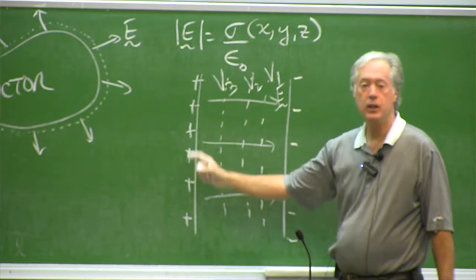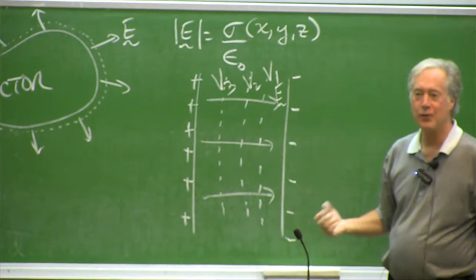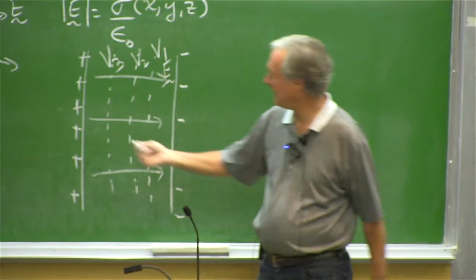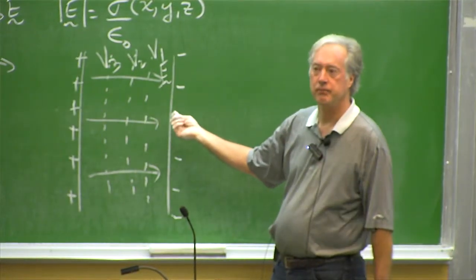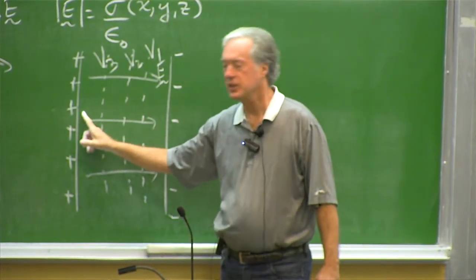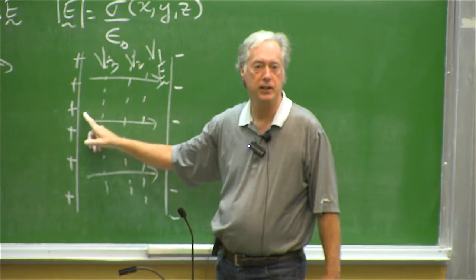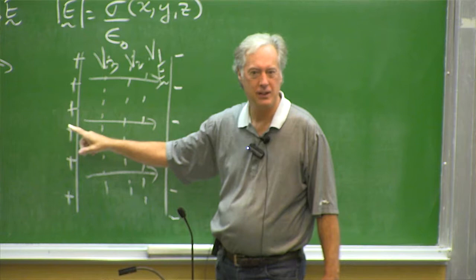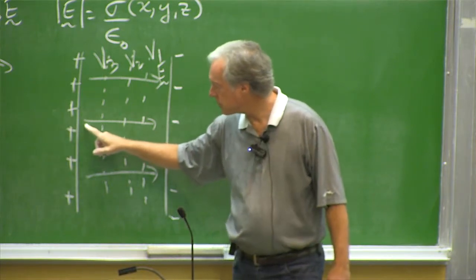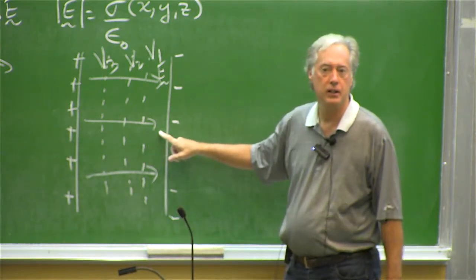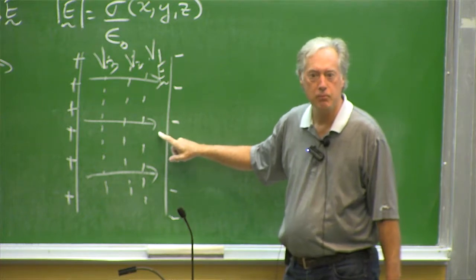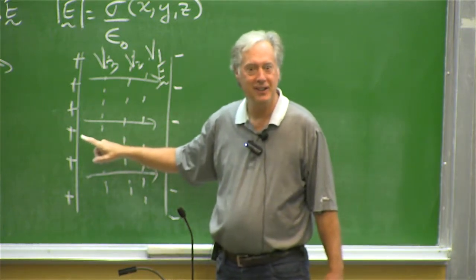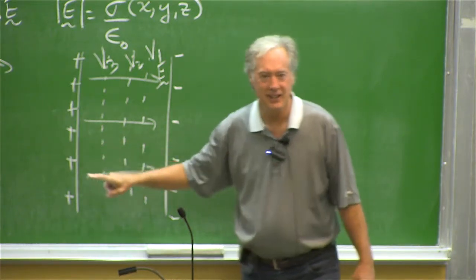There are pluses over here repelling it, and minuses over here saying, hey, come over to our side. It's going to go to the right. If I put a minus sign over here on the charge and let go, where's it going to go? It's going to go to the left. So plus charges go downhill on potentials, but minus charges go uphill.